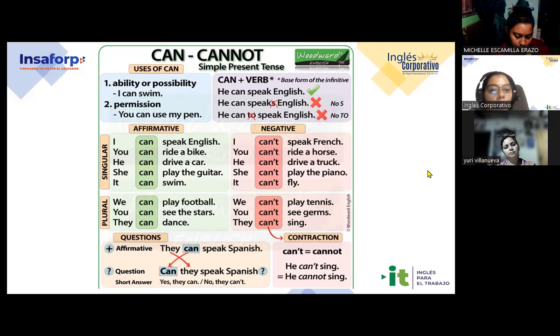Okay? And if you notice, for example, we have here affirmative and negative, singular and plural. Teacher, which is the difference between affirmative and negative? So as you can see, in affirmative, you just have the base form, can, without any contraction. You write and you say, I can speak French. You can write a horse, okay? If you notice, in negative you have to mention the apostrophe plus T. Plural, okay, plural, it's like this one. Okay, the same, can, okay, just can. Contraction, can, cannot. He can swim. He cannot sing. Okay, question. Esta es la contraction. Don't forget it.